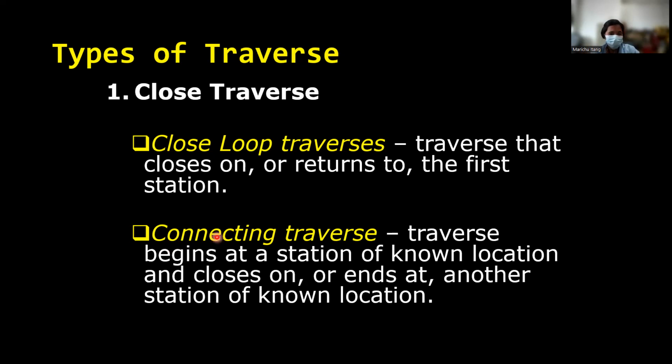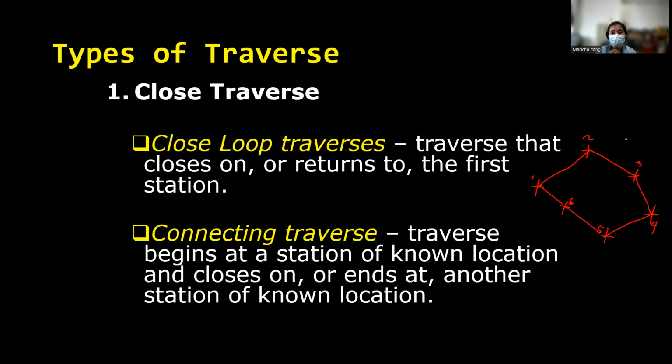Okay, so I have here an illustration of a closed loop traverse. Let's say, for example, this is traverse station 1, and then you observe traverse station 2, and this is traverse station 3, traverse station 4, traverse station 5, traverse station 6, and you go back to traverse station 1. So this is a closed loop traverse. Where you start, you also end.